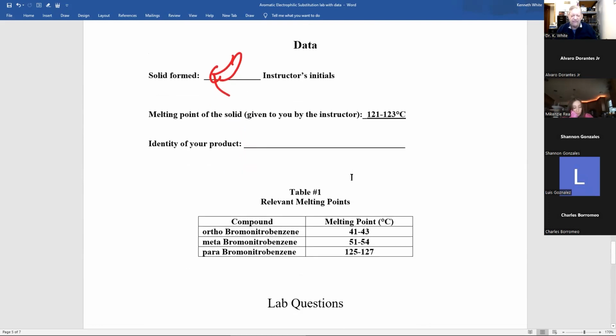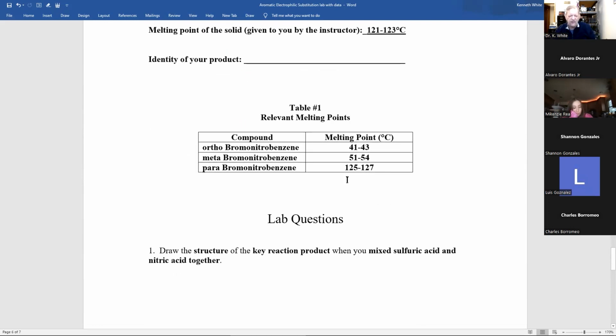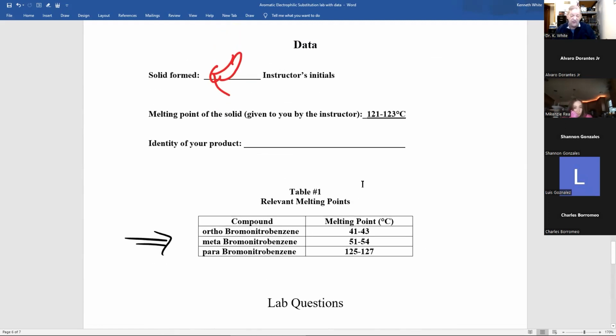Now, for this lab, the products you could get are in this table, either ortho-bromonitrobenzene, meta-bromonitrobenzene, or para-bromonitrobenzene. Since it's a solid, you can take the melting point you learned in the first lab that helps identify. You need to write right here the ID of your product, what you just made. And that's based on the melting point here.